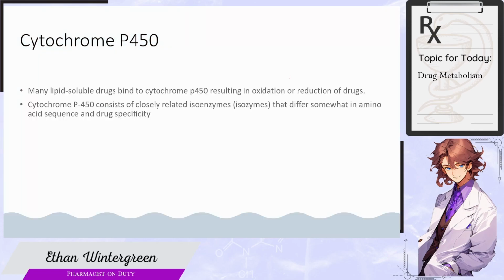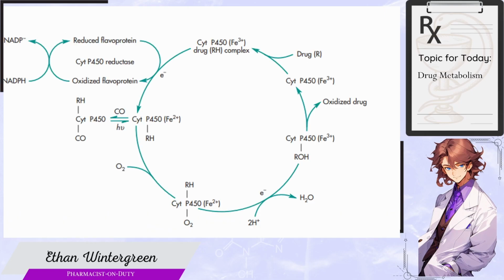So many lipid-soluble drugs bind to cytochrome P450, resulting in oxidation or reduction. Cytochrome P450 consists of closely related isozymes, which technically are different components, but they are closely related in terms of structure. They have slight differences in their amino acid sequence, and they exhibit drug specificity. So these isozymes, which we will be discussing later, are specific for certain drugs. Okay, so here is your cytochrome P450 electron transfer chain.